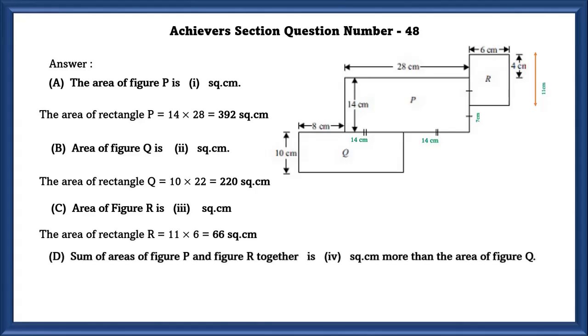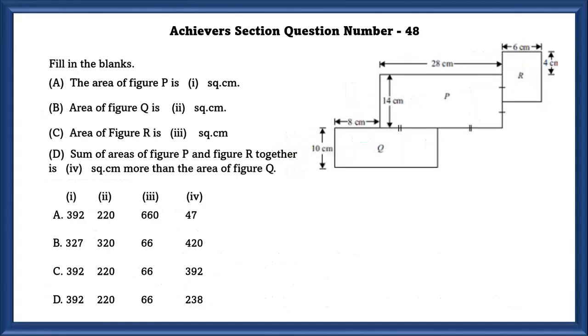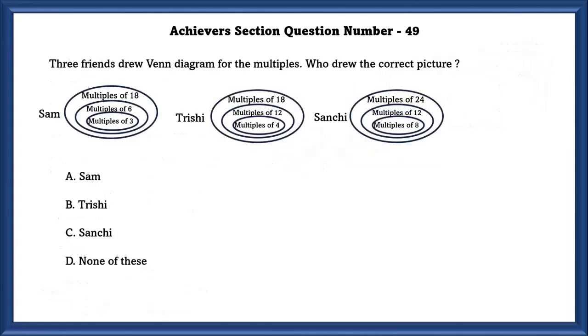D. The sum of areas of figure P and figure R together is dash square centimeter more than the area of figure Q. Sum of areas of figure P and figure R is equal to 458 square centimeters. Sum of areas of figure P and figure R together is 238 square centimeters more than the area of figure Q. So the answer is D.